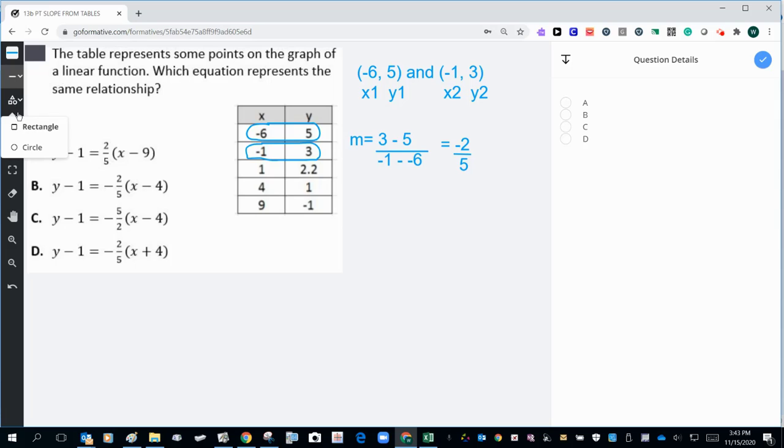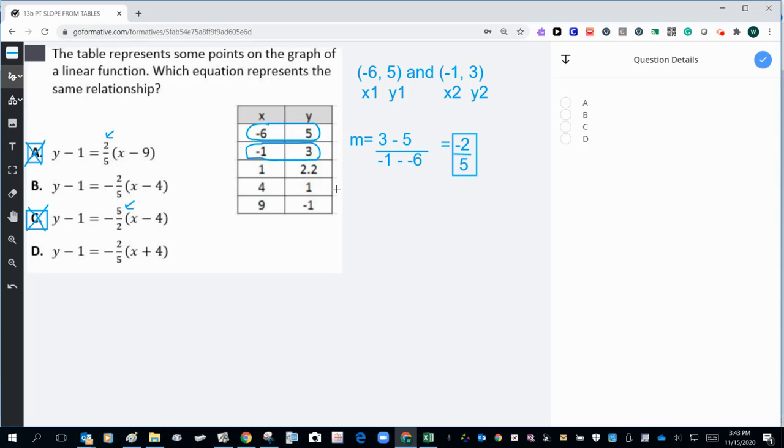So I'm going to go ahead and draw the rectangle. So I know that my slope is going to be -2/5. When I first look at my multiple choices there, I know it's not going to be letter A nor C because both of them don't have the slope that I found. The slope that I found is -2/5. So I know letter A is not the answer, nor letter C, because they have the wrong slope. Now letter B and letter D have the correct slope.